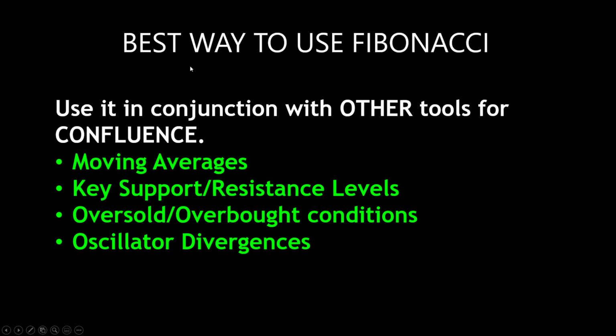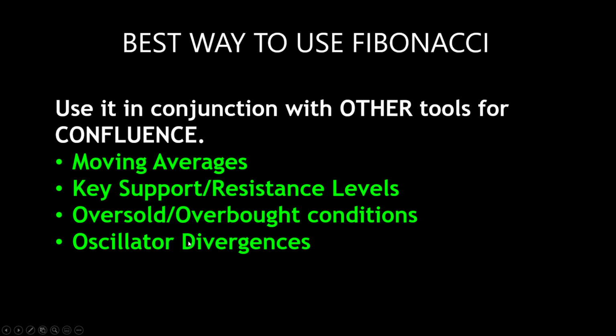Best way to use Fibonacci. You use it in conjunction with other tools for confluence. Fibonacci is a great tool in and of itself, but you want to use other tools too. Other things we've talked about: moving averages, which are dynamic supports, trend lines, key support and resistance levels, monthly, weekly, and daily support and resistance levels, and oversold and overbought conditions that will help determine which Fibonacci levels you may be reaching. Oscillator divergences.